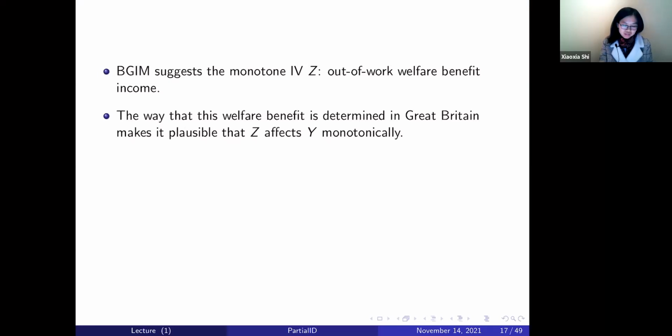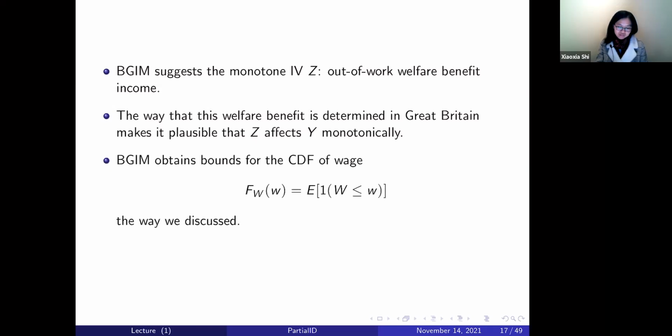In addition to that bound assumption, they also suggested using some other assumptions that may also be credible in this context to tighten the bounds. One of the assumptions they used is the monotone IV. A monotone IV they used is the out of work welfare benefit income. And they believe that this welfare benefit income affects Y monotonically due to some institutional reasons. So they use this monotone IV to construct the bounds for the CDF, and then they invert the bounds for the CDF to get bounds for the quantile.